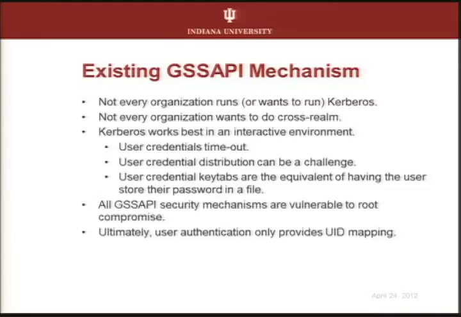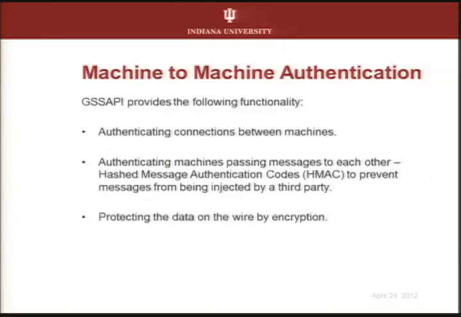So what I want to do is just stick with static UID mapping and just authenticate the machine so that I can solve very particular problems. I want to do machine-to-machine authentication so that I can ensure that who is passing me the message is the person that I think they are. I want to make sure that the data they're passing me is what they think it is, and I want to protect the data on the wire with encryption. All of this protects the machine from a third party, but does not protect the machine from itself because it can't be done.